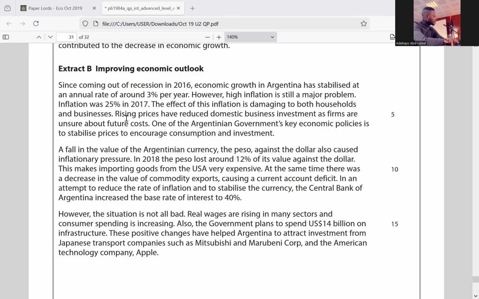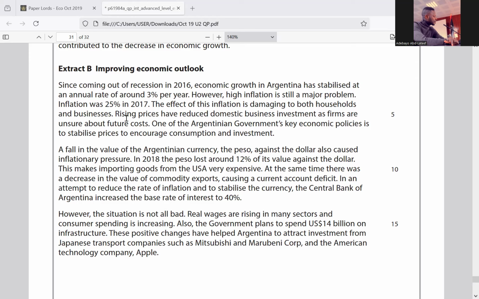I think that there was a decrease in the value of commodity exports, causing a current account deficit. Why is there a decrease in the value of commodity exports? Because as soon as the peso value reduces, it is expected that export value rises. Or maybe export value is rising, but because the currency is falling, or probably because they are not producing quality products. I don't know. Let's see anyway.